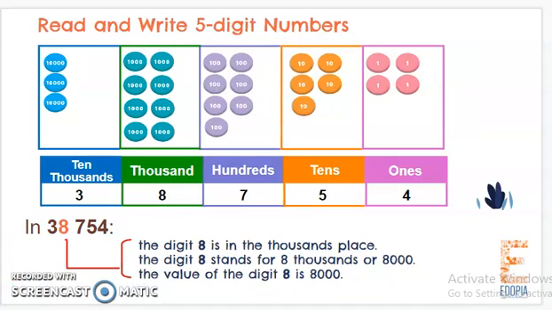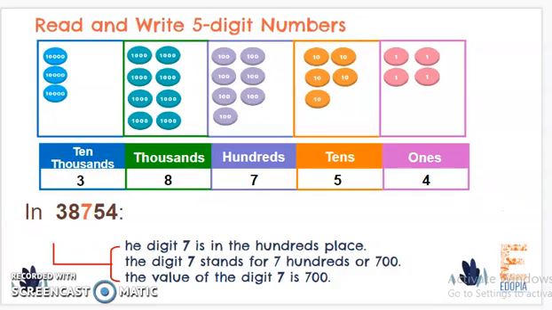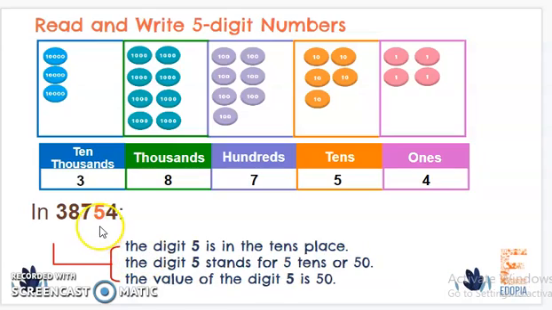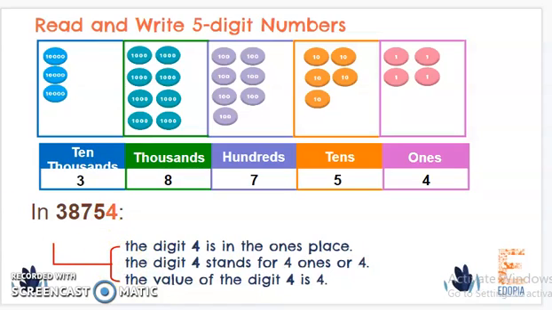Moving on to the next digit, we have 8. The 8 here is in the thousands place, and the value of digit 8 is 8,000. Next, number 7. This 7 is in the hundreds place. This means the value of this digit 7 is 700, and this digit stands for 7 hundreds. Now the digit 5. This digit is at the tens place, so the place value is tens, and the value is 50. Moving on to the last digit, we have 4 at the end. This 4 is at the ones place, which means the value of this digit is 4.